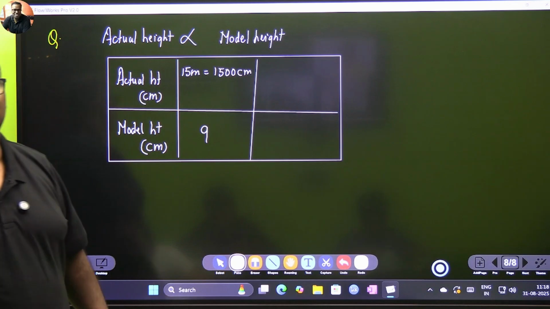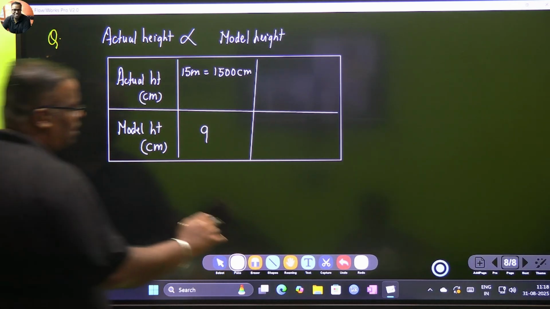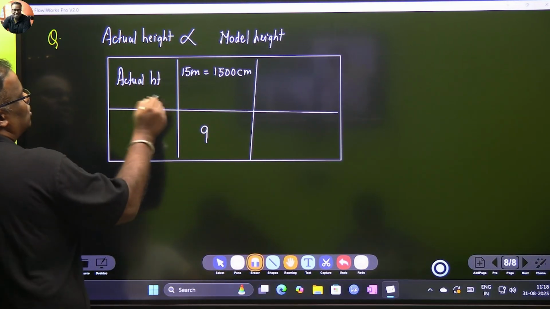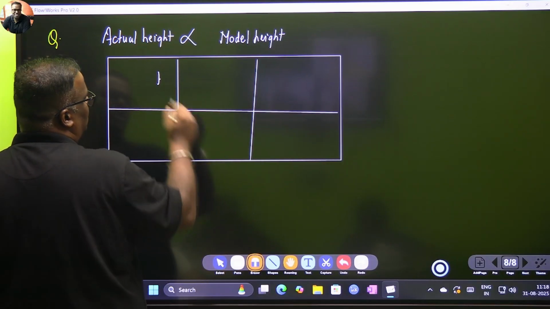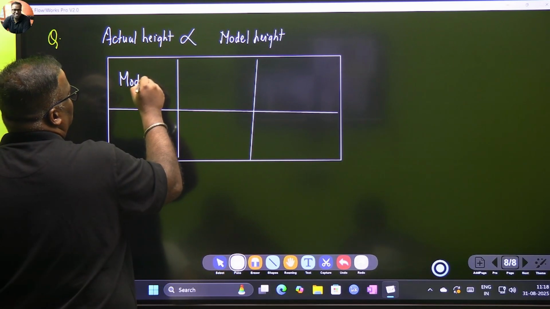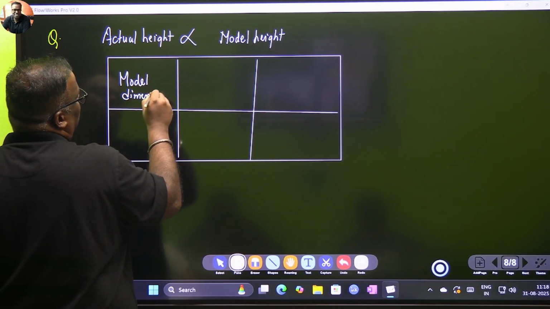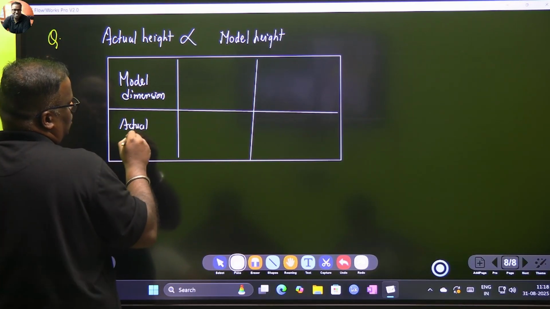If the length of the ship is 35 meters. Something that I did wrong here was I did not ask what they have asked to find out, because it is better to write the find out part on the top. So let us just somersault it. Give me 1 minute. So we will write model dimension, and we will write actual dimension. This is the better word.